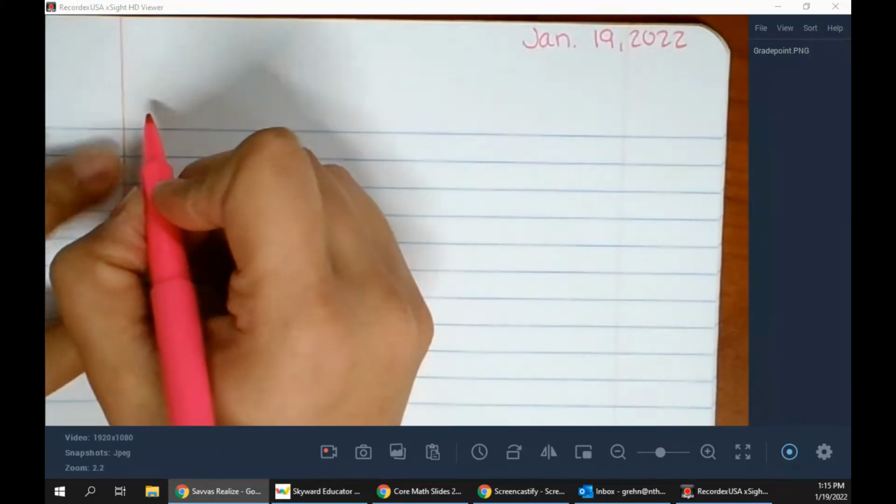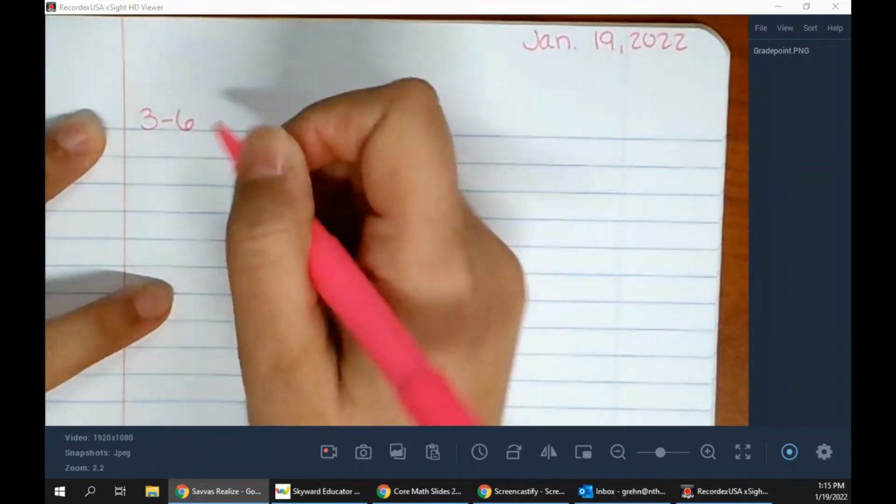And open up to the next available page in your notebook and put today's date. And then today we're going to be looking at topic 3, lesson 6, which is generate equivalent expressions. So go ahead and title your notes.